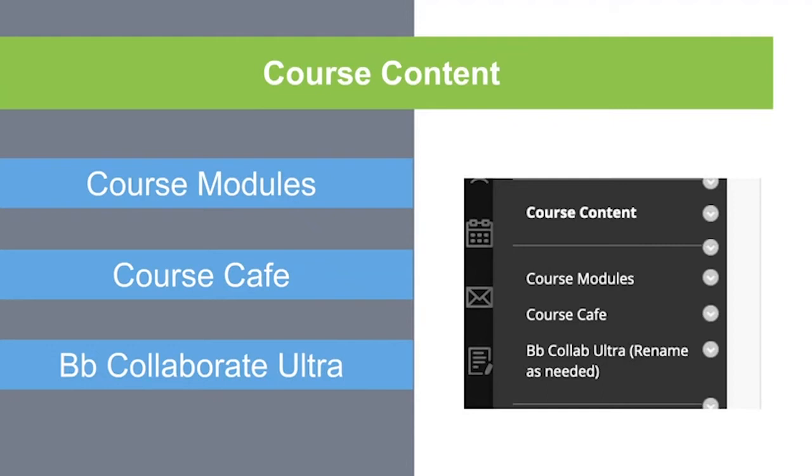The course cafe is the Q&A or frequently asked questions discussion board that provides a central location for questions related to the course, especially questions about content or assignment specifics. Blackboard Collaborate Ultra is Blackboard's integrated web conferencing tool that you may choose to use for synchronous live sessions, virtual office hours, or video recording. You may want to rename this link to make your specific purpose clear to students.